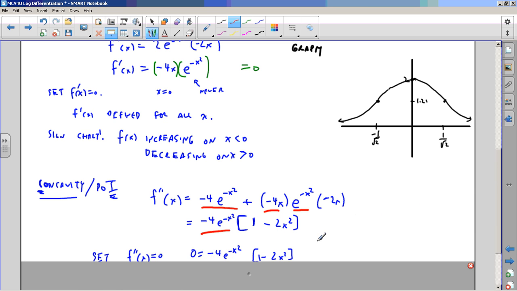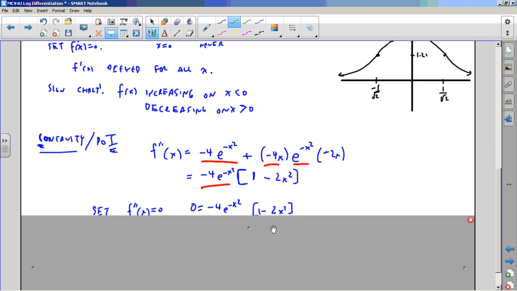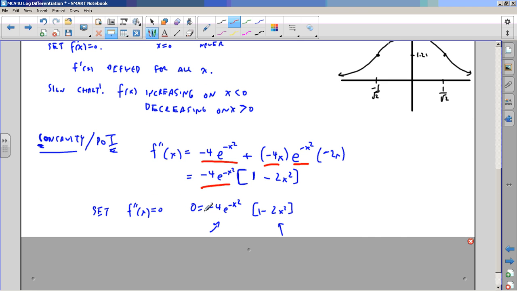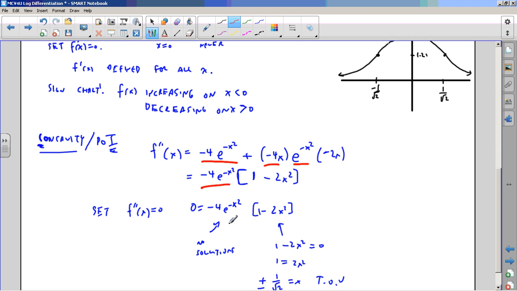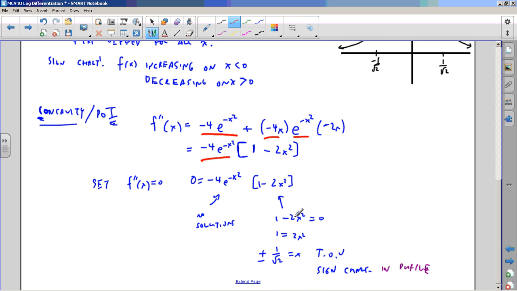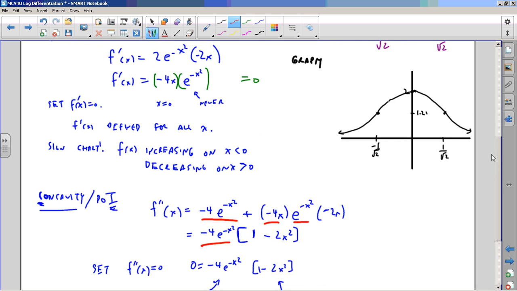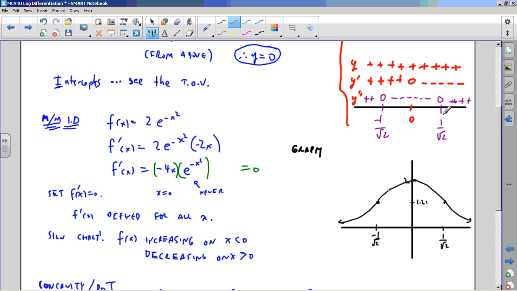And if I'm interested in points of inflection, then I want to know when this is equal to 0. This part's never equal to 0, and this part is equal to 0 in 2 spots. This goes to the other side, divide by 2, square root. I get 2 points of inflection at 1 over the square root of 2 and -1 over the square root of 2. So I put those on my sign chart in purple.